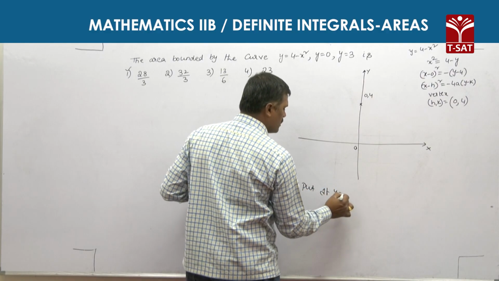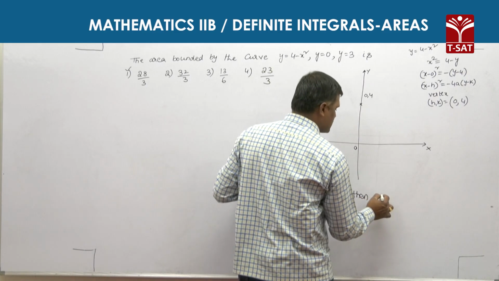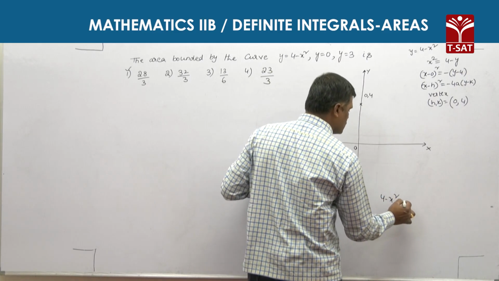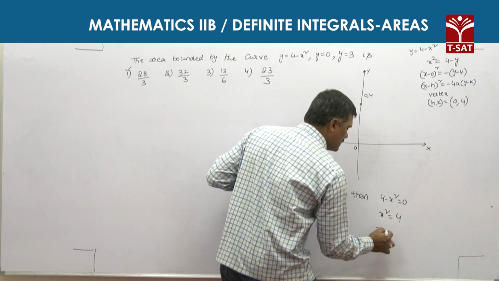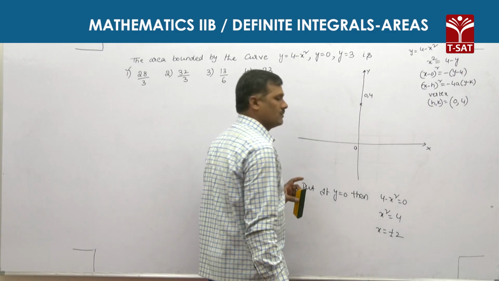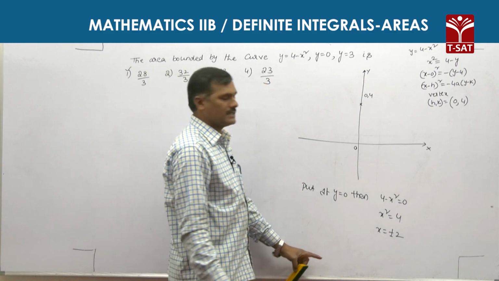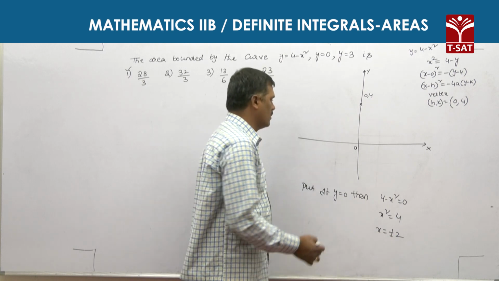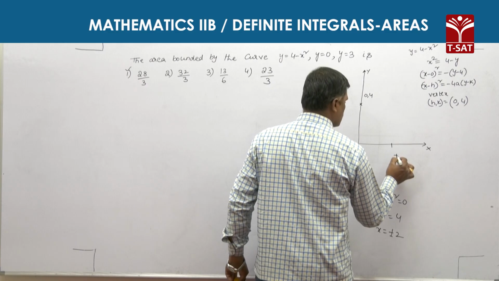If y is equal to 0, then 4 minus x square is equal to 0. So x square is equal to 4, and x is equal to plus or minus 2. So the curve meets the x-axis at two distinct points, one at plus 2 and the other at minus 2.